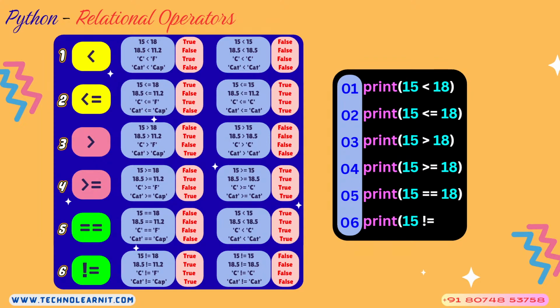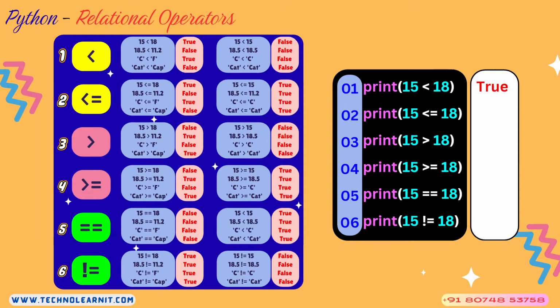So the operands are not going to change. 15 and 18 are going to be my operands, but the operator changes in every print. So the six relational operators: less than, less than or equal to, greater than, greater than or equal to, equal to, and not equal to. All these six relational operators have been applied on these operands, and finally the result would be for the first statement, what would be the result?